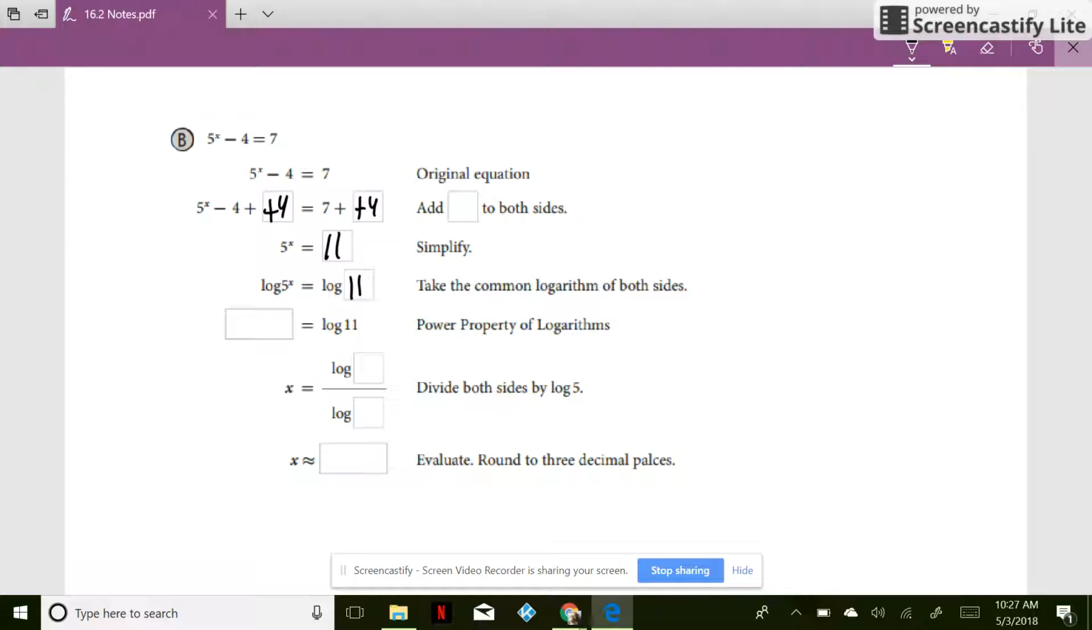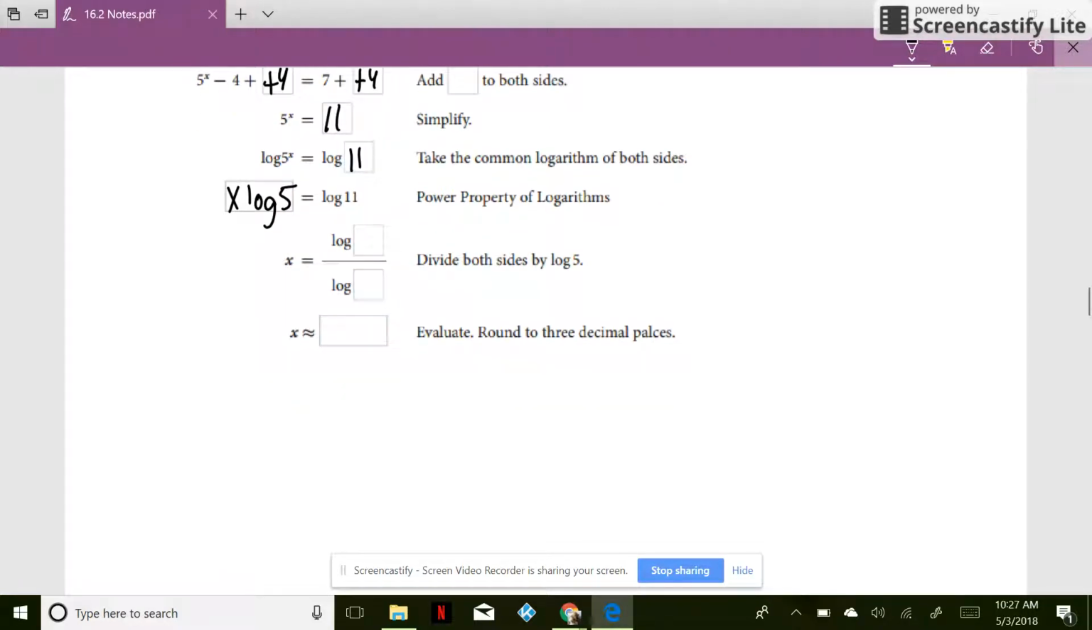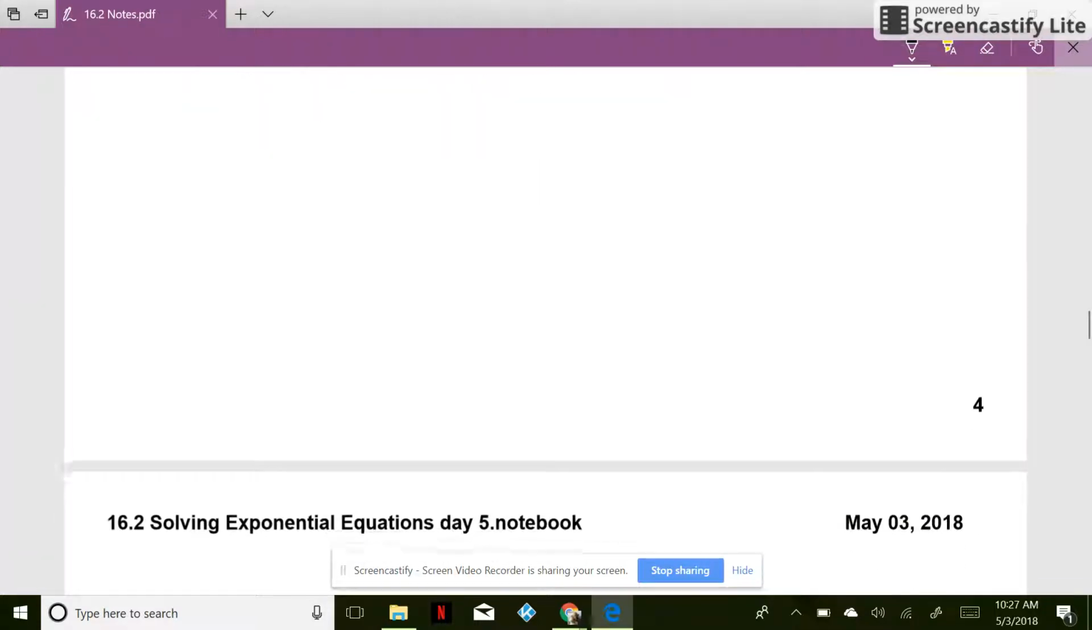Since we got that x in the exponent, we can bring it right on outside of our logarithm. So we'll get x log of 5 is equal to log 11. And then we just divide both sides by log 5. At this point, you can just grab your calculator, do log 11, divide by log 5. You end up with an answer of about 1.490.